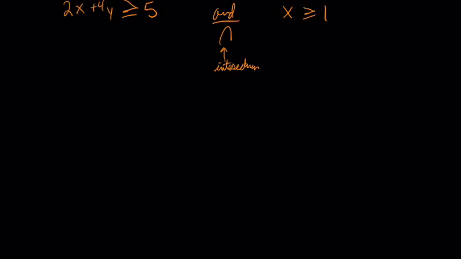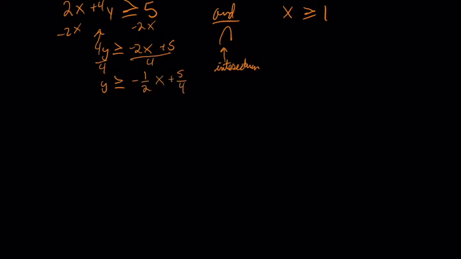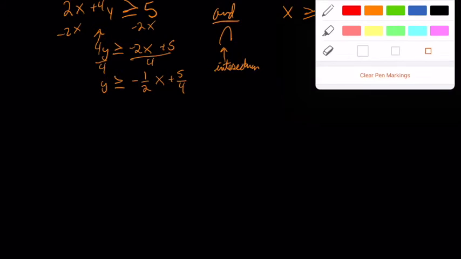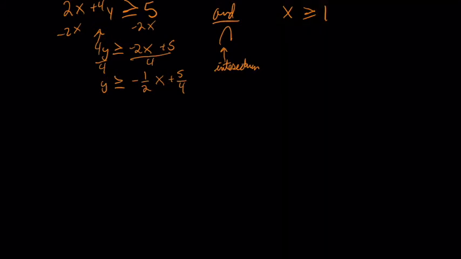The first thing I need to do is solve this equation for y so I can graph it. I'm going to go ahead and subtract 2x from both sides. I get 4y is greater than or equal to negative 2x plus 5. Divide both sides by 4. I get y is greater than or equal to negative 1/2 x plus 5/4. So let's go ahead and draw a coordinate plane.